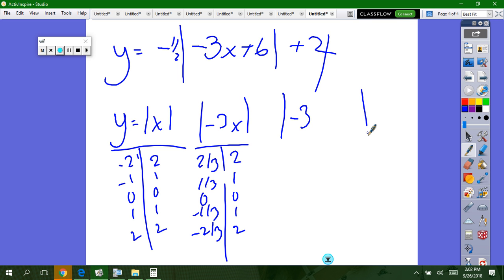What did I ask you guys? Why did we shift that very first question to the left 2? Why? Once again, not because I told you to do the opposite of what you see, but why? What value makes it equal to 0? What value makes this guy 0, ladies and gentlemen? 2. We are shifting right 2.